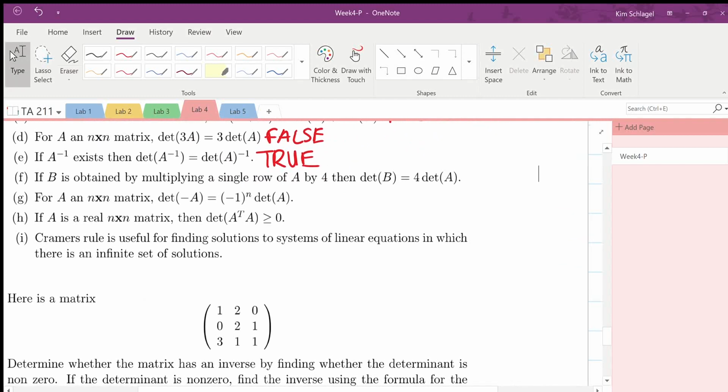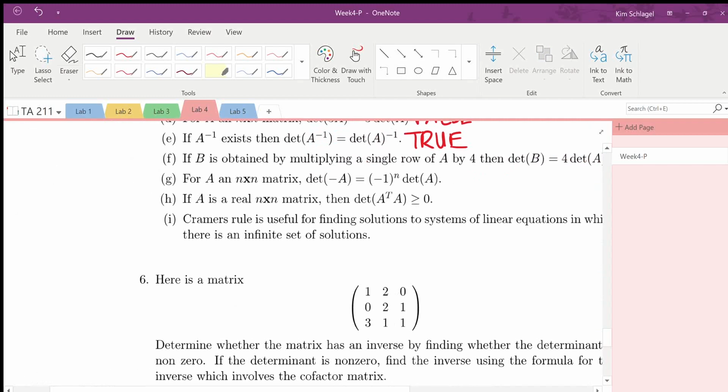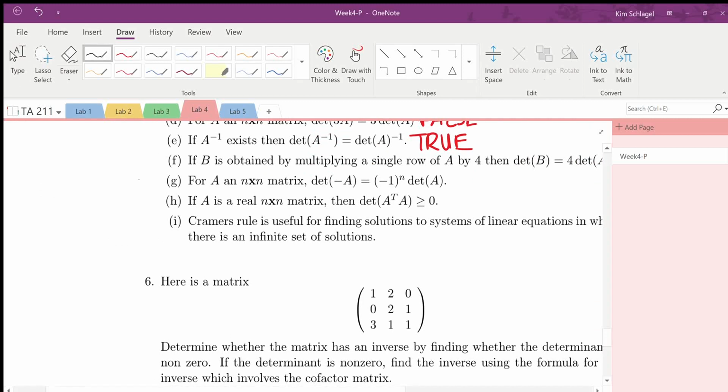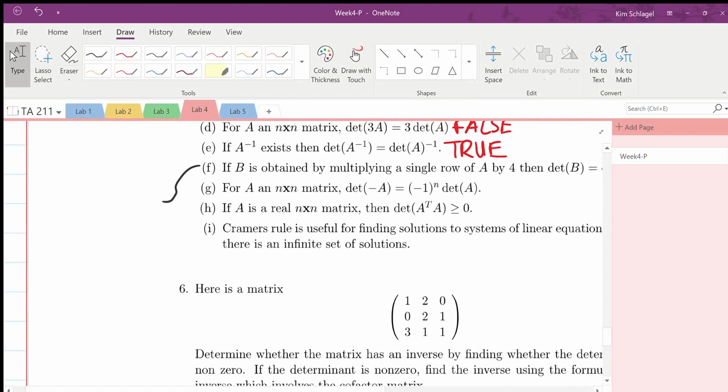F. So if B is obtained by multiplying a single row of A by 4, then the determinant of B equals 4 times the determinant of A. Okay, so this one here is actually true. Okay, and I'll show you why it's true. I'll give you an example. Okay, so we're going to use the same A that we used before, 1, 2, 0, 3. And so that's our A.